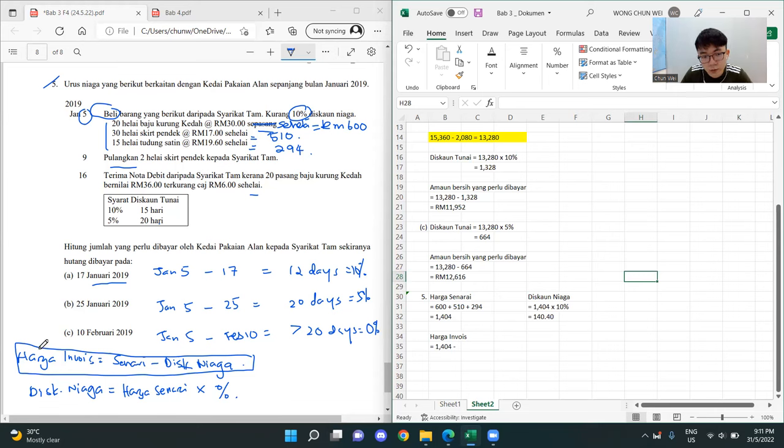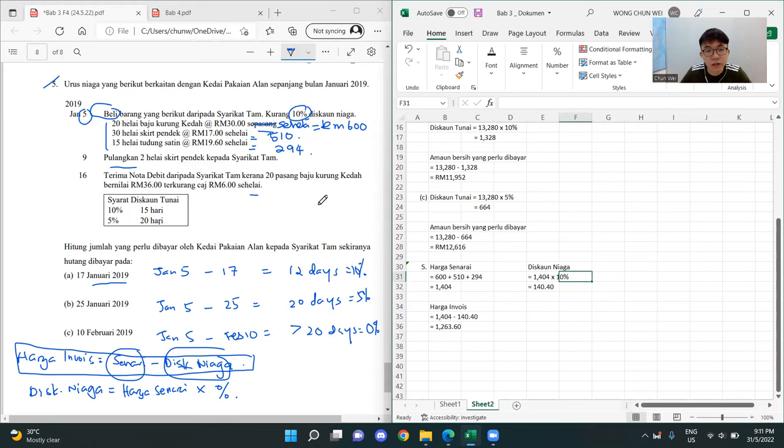Okay, so when I want to find my harga invoice, I use the harga senarai, 1404 minus discount niaga, 1404.40 cents. So my harga invoice now will be 1,263.60. If there's some error in my calculation, do let me know, yeah, because sometimes I might press wrongly as well.